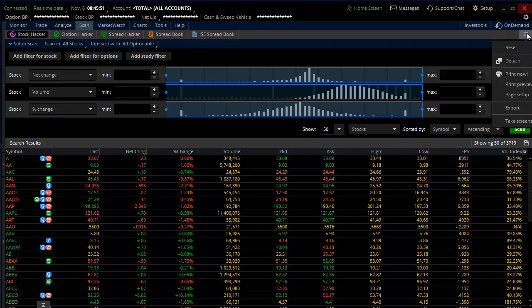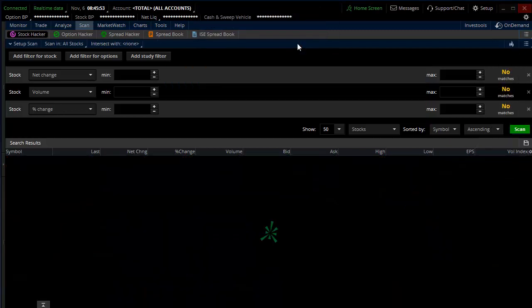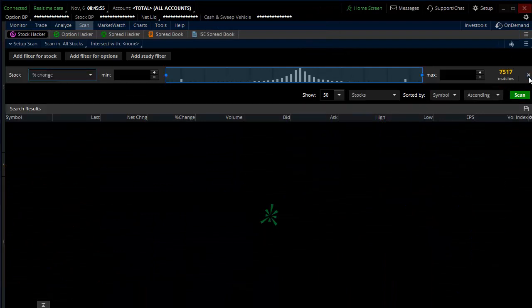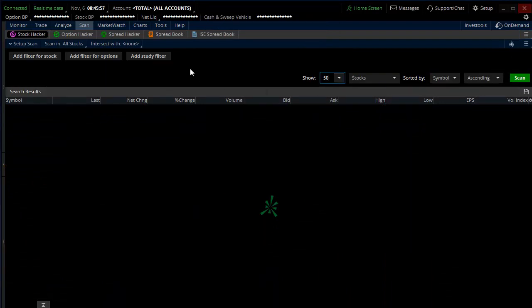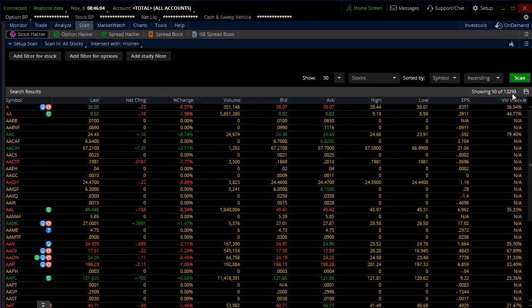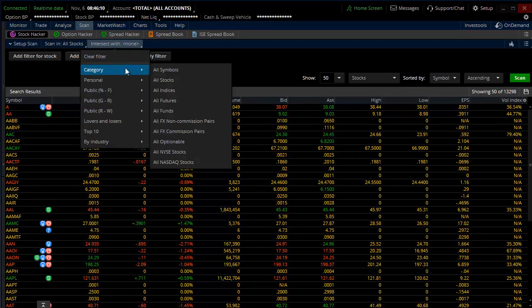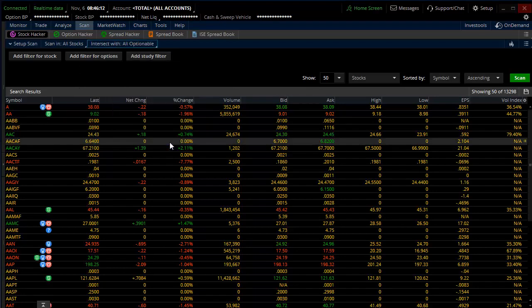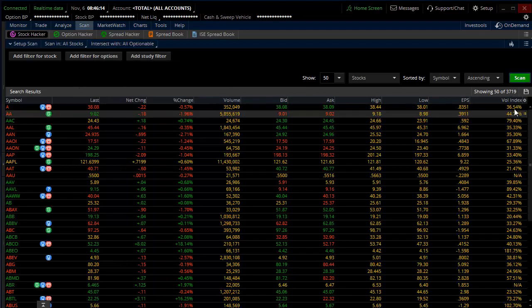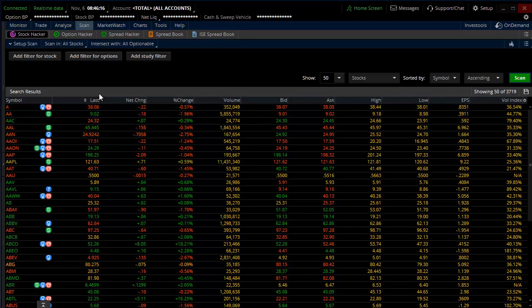So reset, start back at the beginning. I want to get rid of all of these, and I'll tell you why. I want to start with a blank slate. All right, I hit scan. I've got 13,298 stocks that I can select from. So I intersect it, category, all optionable, hit scan. Now I've got 3,700, all right?